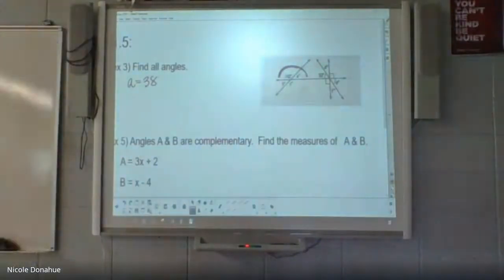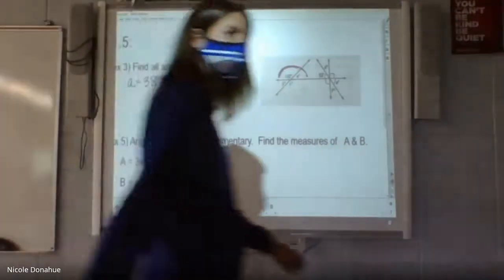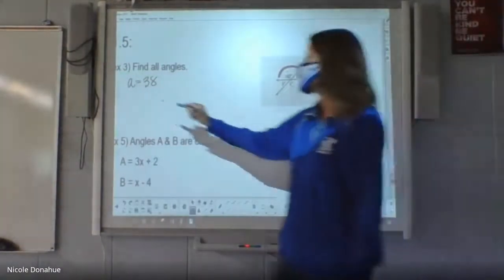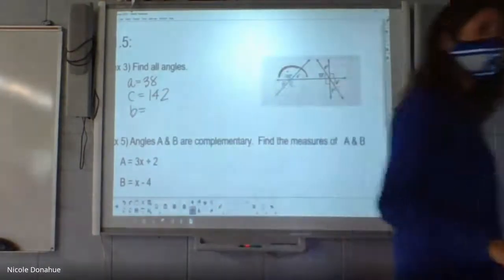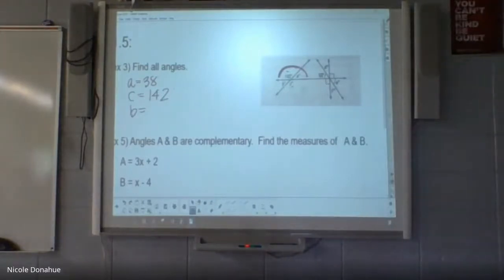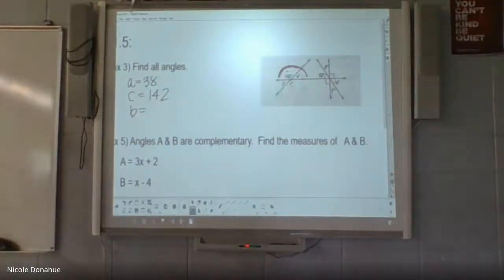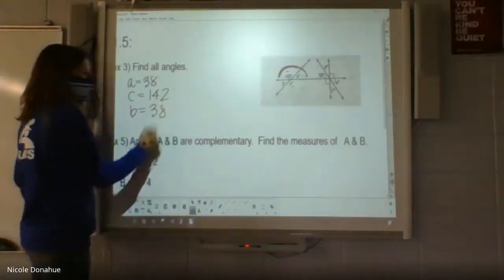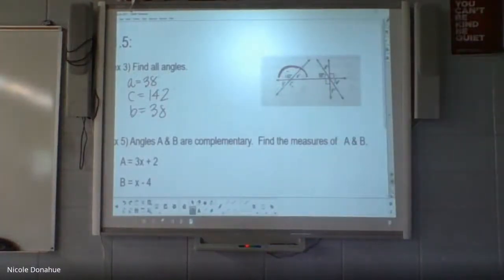Somebody else give me another one they know. Another angle you know in this drawing. Julie, you have one you know? C would also be 142. It's across from 142. So C would also be 142. And what does that leave us for B? B is going to be what? Yep, Evelyn? 38 as well. So again, we can figure those out from either vertical angles or linear pairs. They kind of all can help us in those cases.